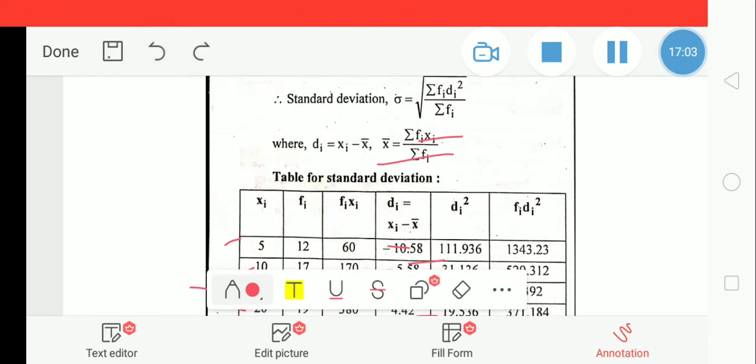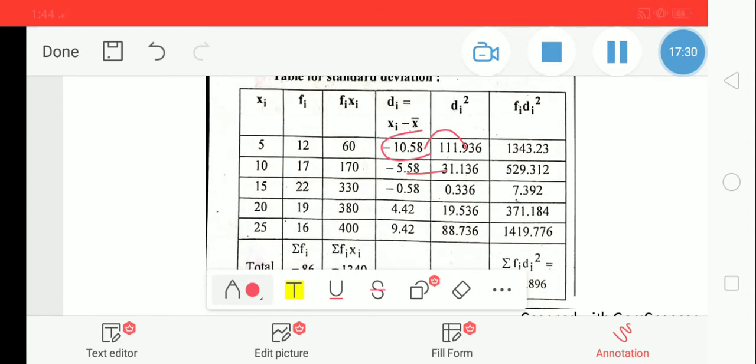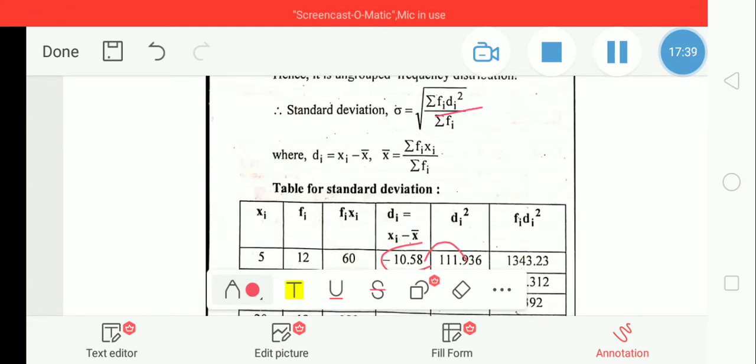We want here d square, so take d square. So square means x multiplied by x. So here minus 10.58 multiplied by minus 10.58, so that means square. So its square will come plus, that is 111.936. Now here also same: 31.136, 0.336, 19.356 and 88.736.